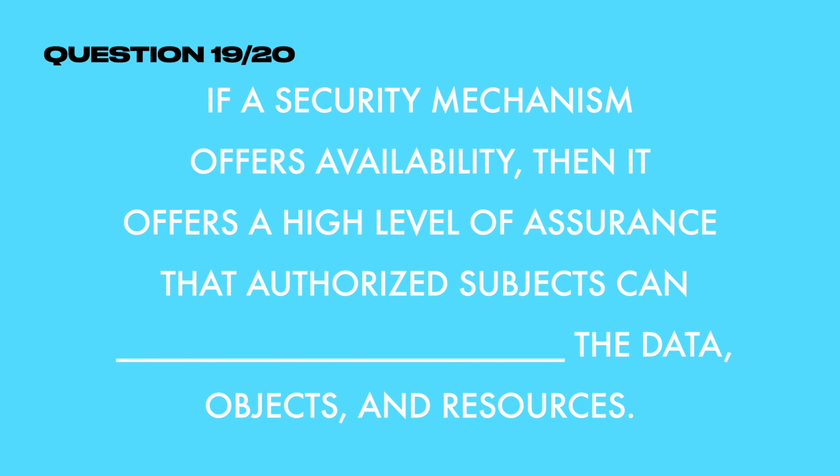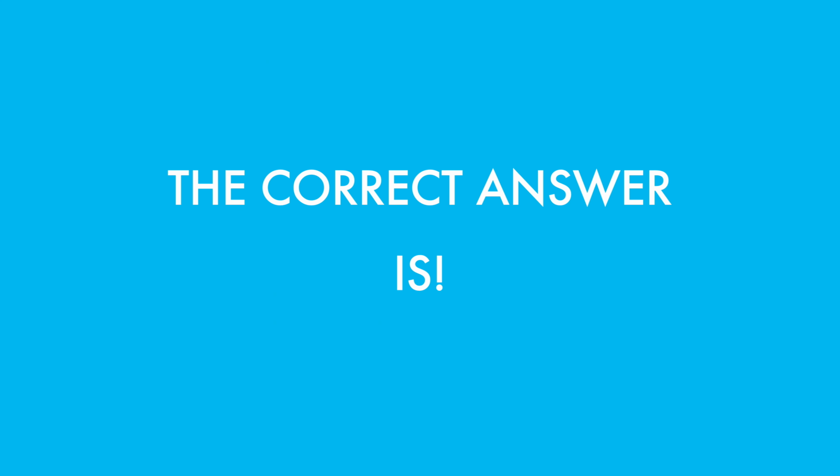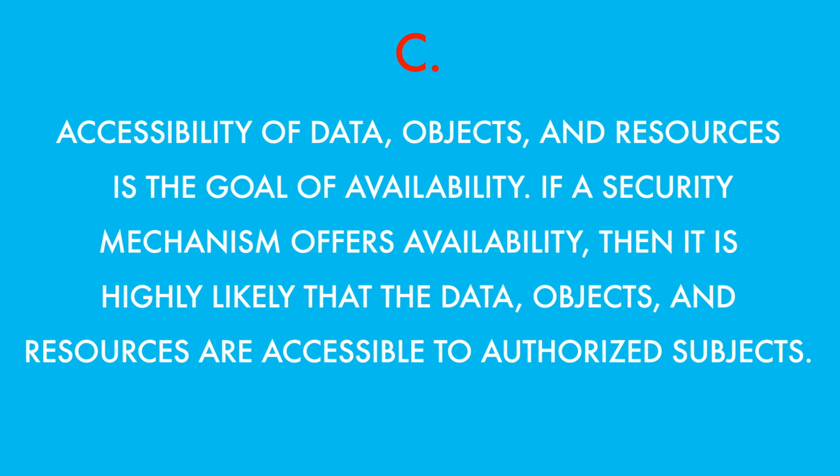Question 19 of 20. If a security mechanism offers availability, then it offers a high level of assurance that authorized subjects can dash the data, objects, and resources. A. Control. B. Audit. C. Access. D. Repudiate. The correct answer is C. Accessibility of data, objects, and resources is the goal of availability. If a security mechanism offers availability, then it is highly likely that the data, objects, and resources are accessible to authorized subjects.